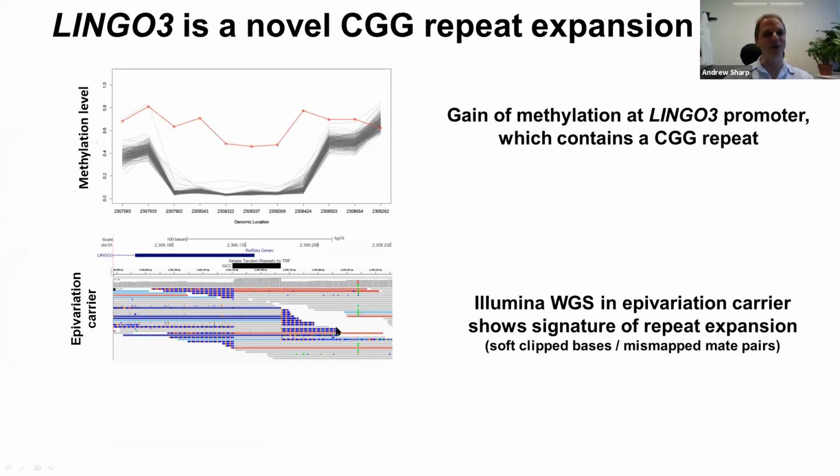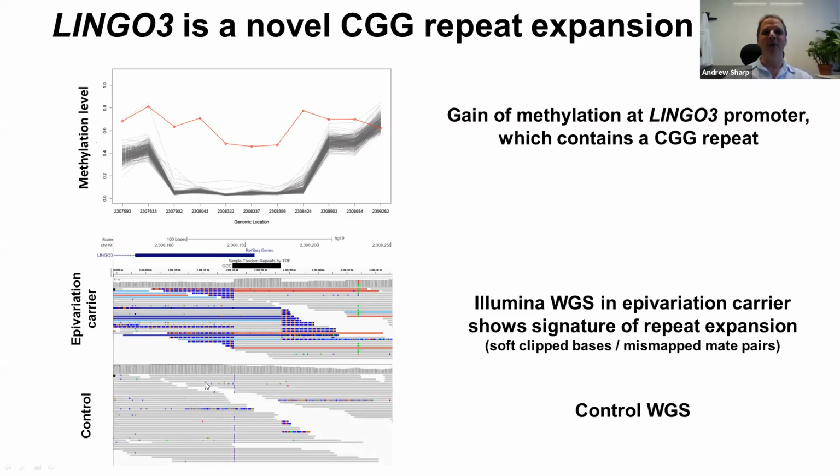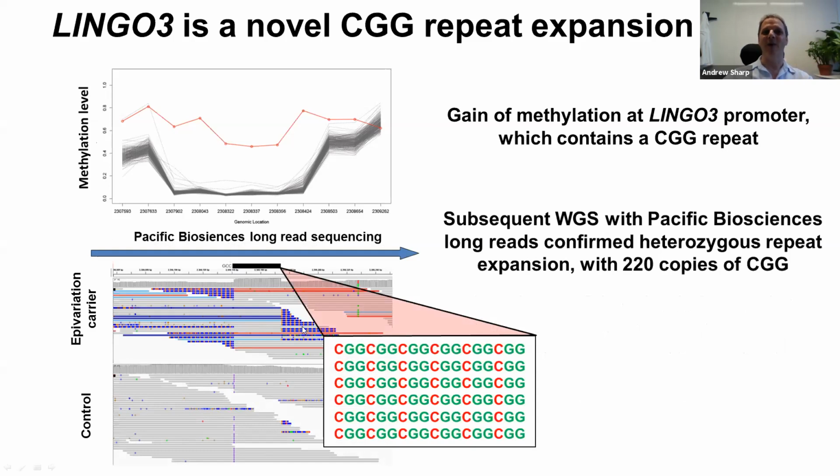If you look at those reads, they're composed of pure CGGs. You compare that to controls where you don't see this. So this is a very strong signature saying this CGG tract is much bigger in this person than it is in the reference genome. We then did PacBio long read sequencing and confirmed this individual has about 220 copies of CGG, telling us that this is a novel CGG expansion that's causing this hypermethylation event.